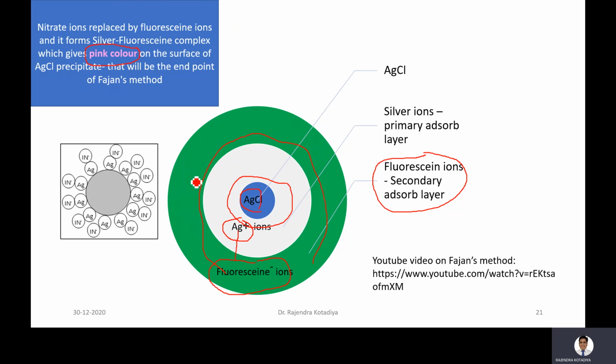So at the end point you will find pink color, and when the pink color forms, you know that the end point is achieved. No more chloride ion is present in the conical flask. Okay, so that is about Fajan's method. If you want to see the details of this Fajan's method, then you can see the YouTube link given here, where you will find the titration or practical related to Fajan's method. So you will get more idea of exactly how it will look. Okay, so that was about Fajan's method.